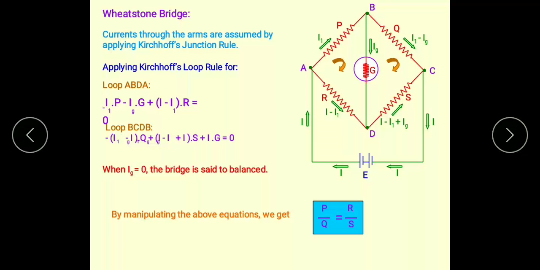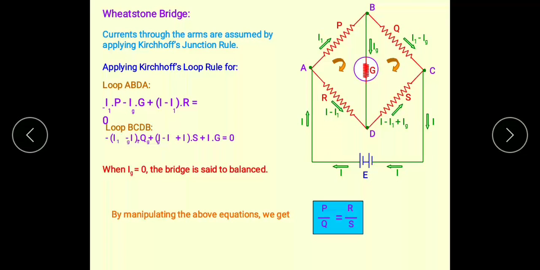Now see here, we have calculated the two loops. When will the Wheatstone bridge be balanced? We have discussed earlier that if there is no current flowing from B to D, then this Wheatstone bridge is balanced. So if we take Ig equal to 0, the bridge is said to be balanced.